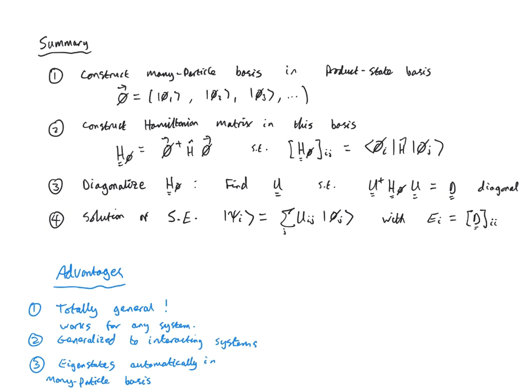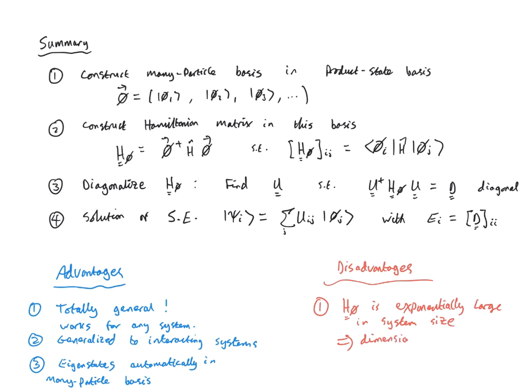What are the disadvantages? There is a major disadvantage with this method, which is that we need to construct the Hamiltonian matrix in the many-particle basis, and that matrix is exponentially large in the system size. What do I mean by that? I mean that the dimension of the matrix is 2 to the n by 2 to the n for n orbitals.